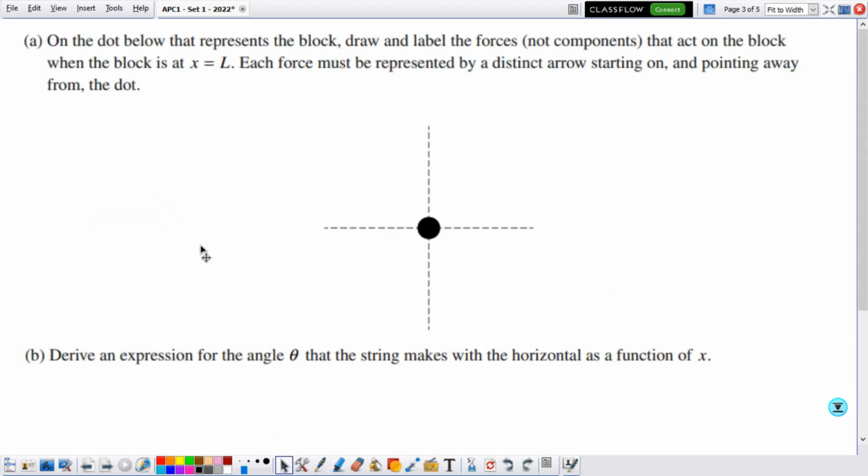Now in part A, on the dot below that represents the block, draw and label the forces, not components, that act on the block when the block is at x equal to L. Each force must be represented by distinct arrows starting on and pointing away from the dot.